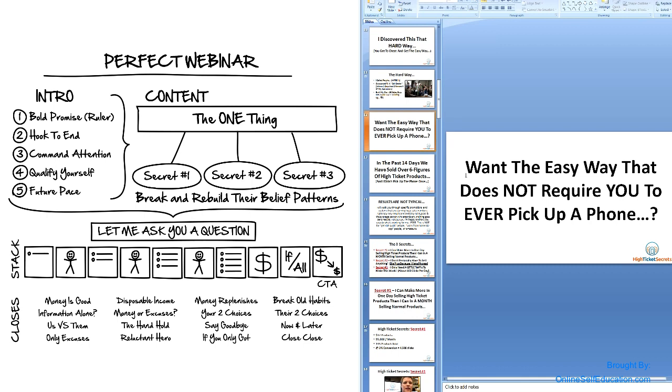So right here I said, look, do you guys want an easy way that requires you to never pick up a phone? Can you imagine that? Making high ticket sales without ever picking up the phone. What would you do with your life? What would you do differently? A month from now when you're doing that, what's it going to be like? What's your spouse going to say? What are your kids going to think when all of a sudden their dad's at home and they're making twice as much money? Pretty exciting, don't you think? Boom, I'm future pacing them, pushing them out into the future.